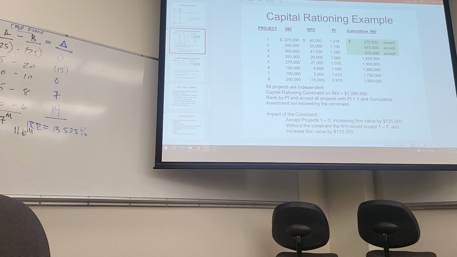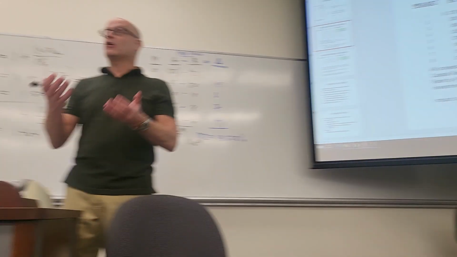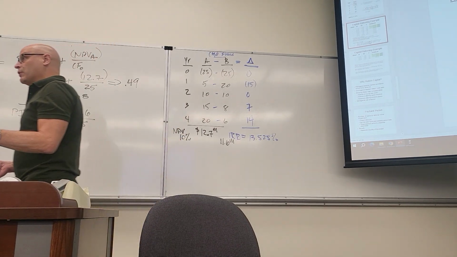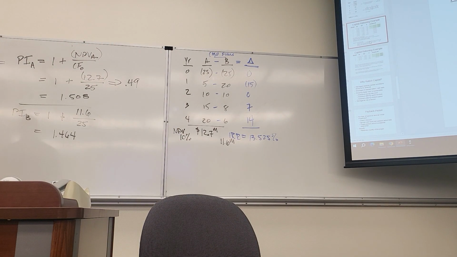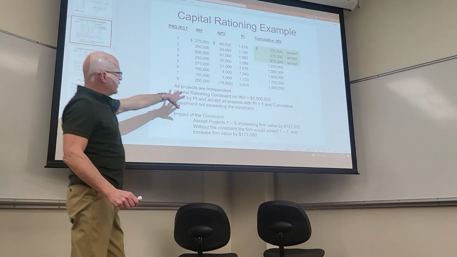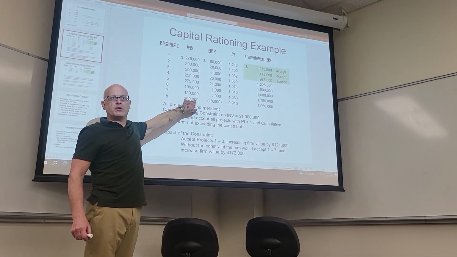So maybe firms don't always invest in everything that looks good. Maybe they have to invest in a subset given their budgetary constraints. That's where this thing called capital rationing comes in. It's basically a budget constraint. So let's look at this problem here.